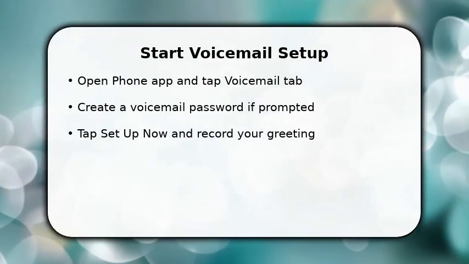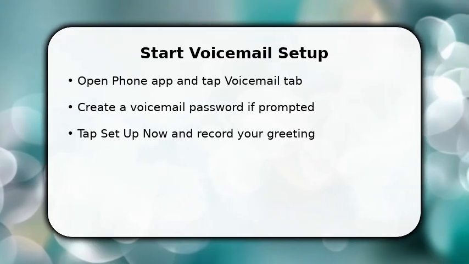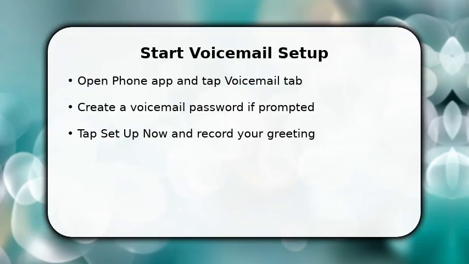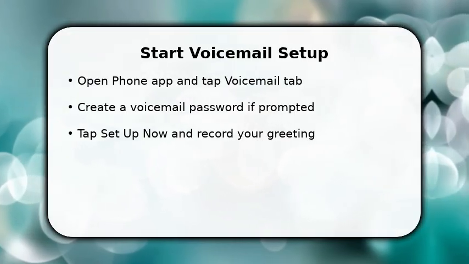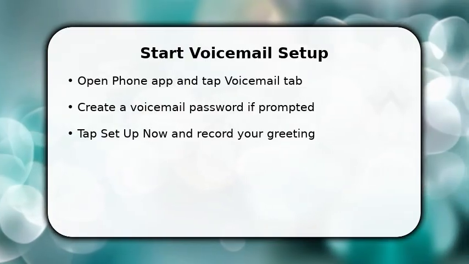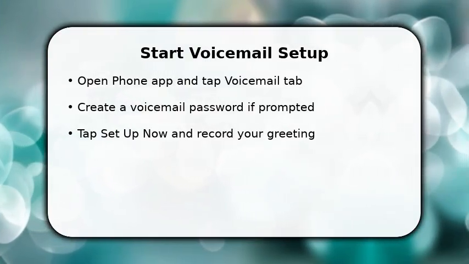You begin by opening the phone app and tapping voicemail. This immediately shows whether visual voicemail is active. If your carrier asks, create a voicemail password to secure access. Tap Setup Now and follow prompts to record a greeting, speak clearly and state your name.